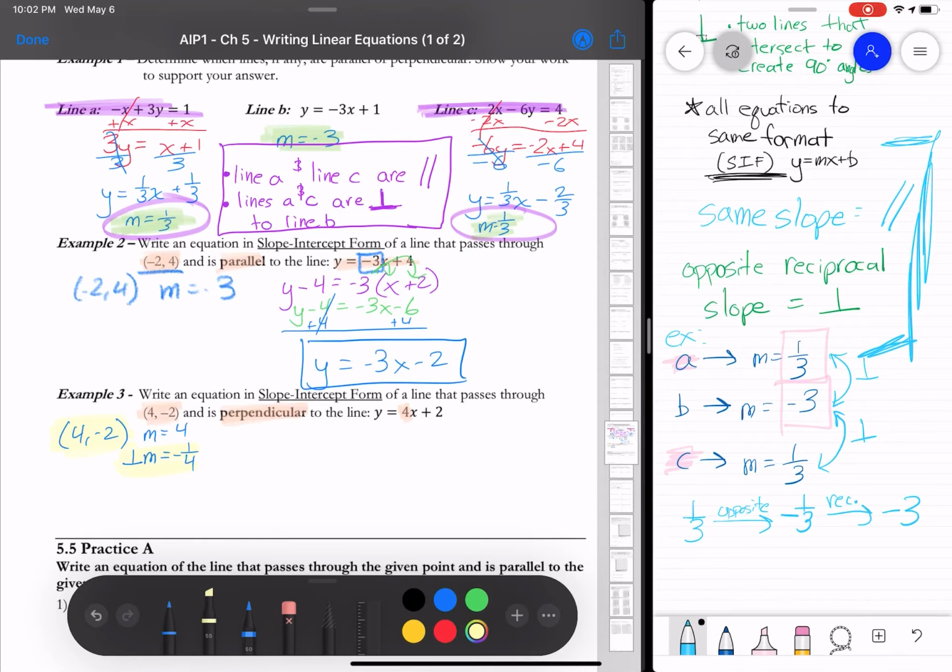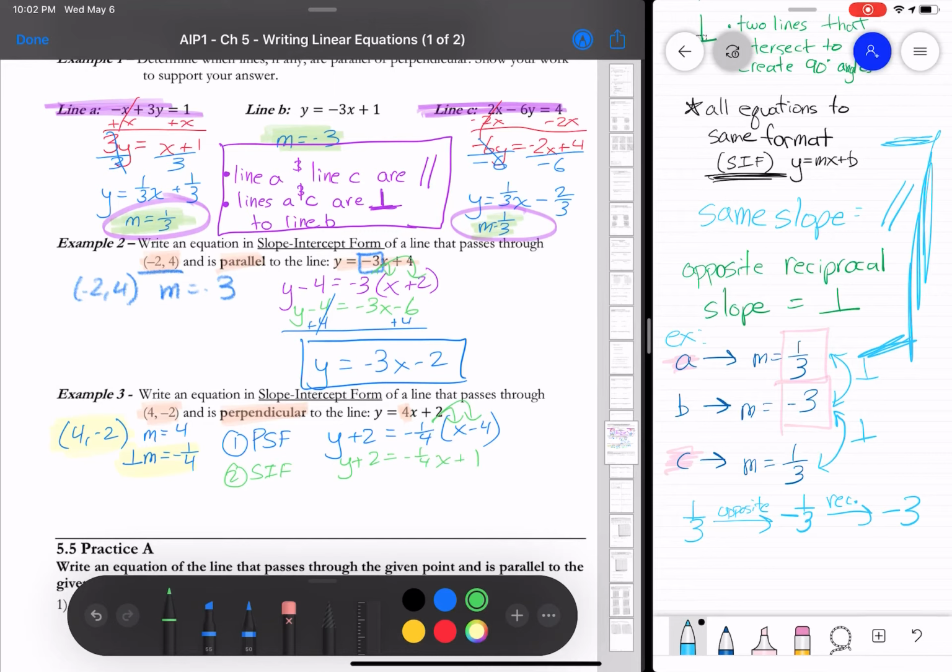I have a point, I have a slope. Let me put it in PSF. Step 1, let's get into PSF. So we have y plus 2 equals -1/4 times (x minus 4). Step 2, get it into SIF. It might take a little while to get there, because we have to distribute, we have to isolate y. That's fine. Take your steps and take your time doing so.